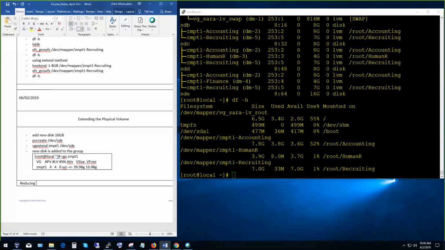So I have a question, Zafar Bhai. How would you know that SDC is failing? There is actually a monitoring team that monitors those. Okay. Those people are in India. They'll send you the ticket.